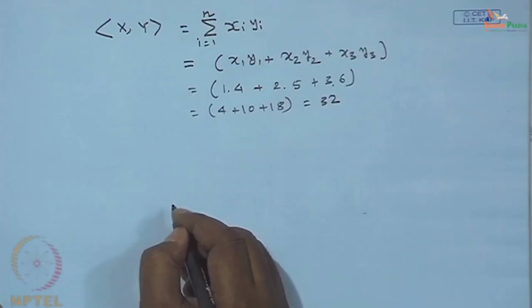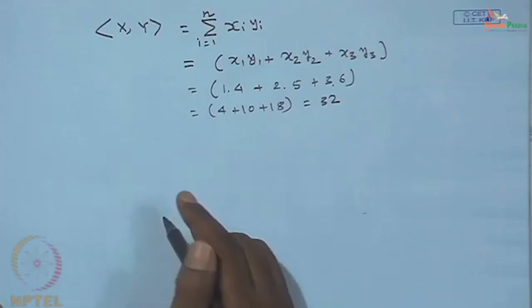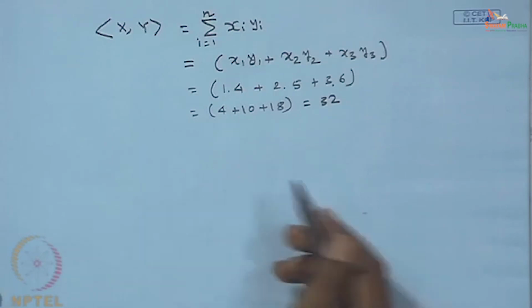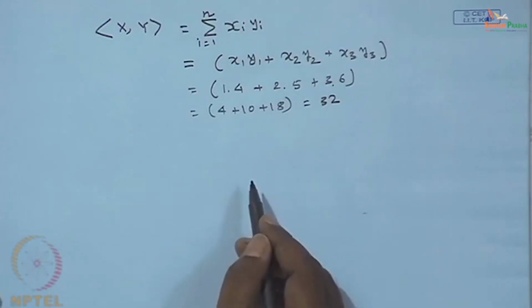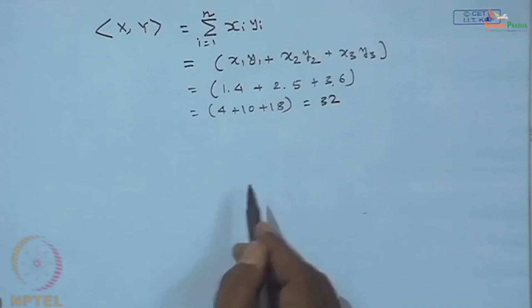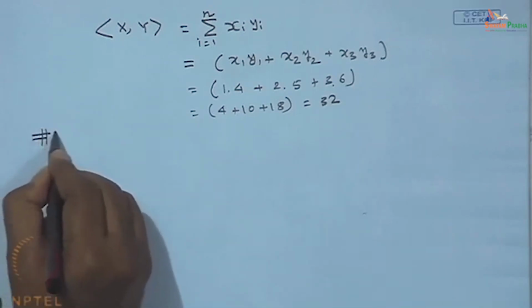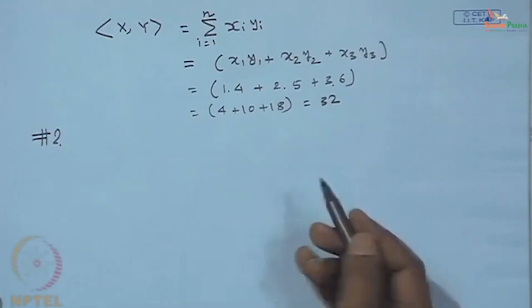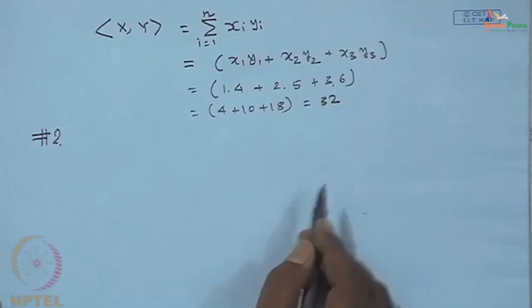So, this simple example shows that if finite-dimensional vectors are given, a 3-dimensional vector or a 4-dimensional vector, then these are the simple mathematical operations by which one can compute the norm, inner product and the metric between the vectors. Next, we take up an example of a continuous domain. The earlier example was for the discrete domain in the case of vectors. Next, we take up the continuous domain.